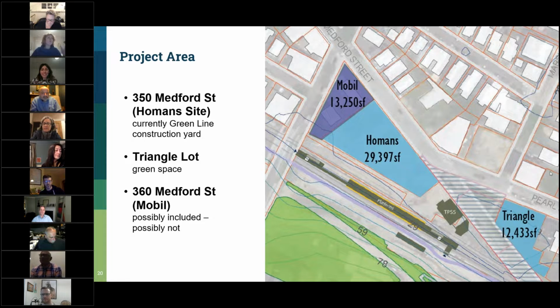So we'll see. Also seems like there might be a little bit of remediation because if you had a gas station, there's probably a lot of things to be cleaned up there. Yeah, and that's the other piece too, right? Is thinking about the environmental aspects, that it may be harder to redevelop the mobile site without assistance.